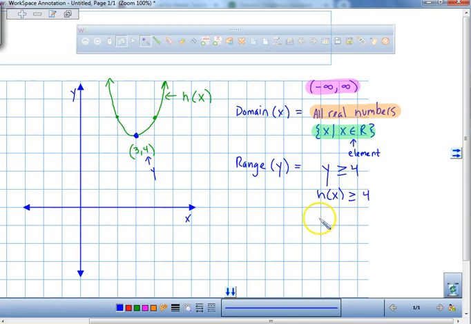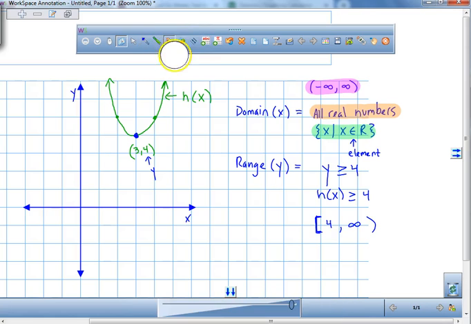Now in interval notation, this is what you'd see. You'd see hard bracket 4, comma, infinity. Now what does hard bracket mean? Hard bracket means equal to. So it's either equal to a 4 and it goes on forever to infinity.